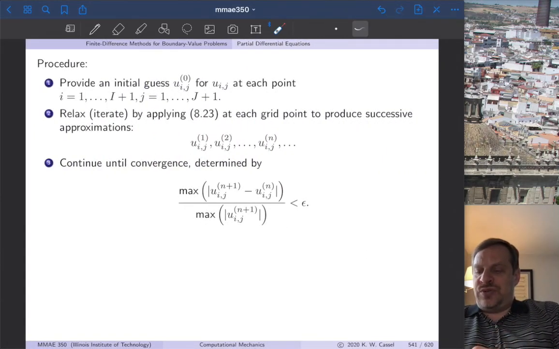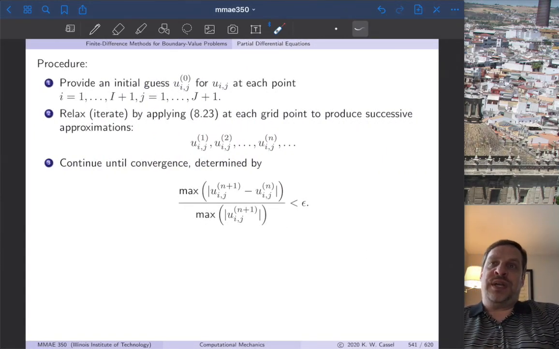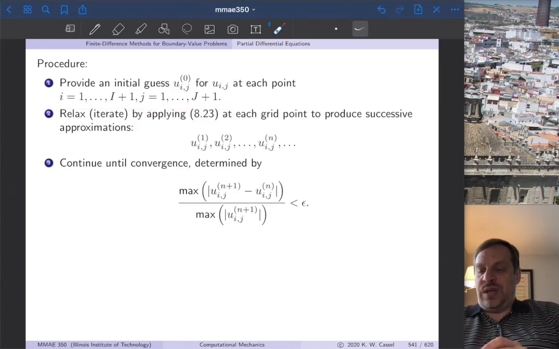Okay, so the procedure is very straightforward. It's just like the 1D case, it's just now in 2 dimensions. So we start with an initial guess, n is equal to 0. We update all the ij points throughout the 2-dimensional grid. And then as we relax, as we iterate, we get the first iterate, the second iterate, third iterate, and on and on and on until it converges. And the convergence test is exactly like before, it's just now 2 dimensions.